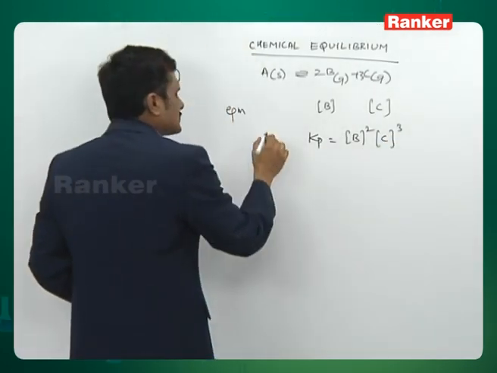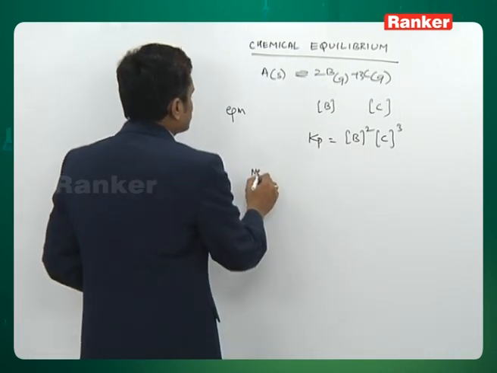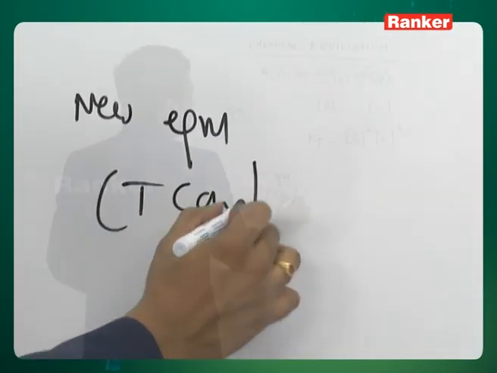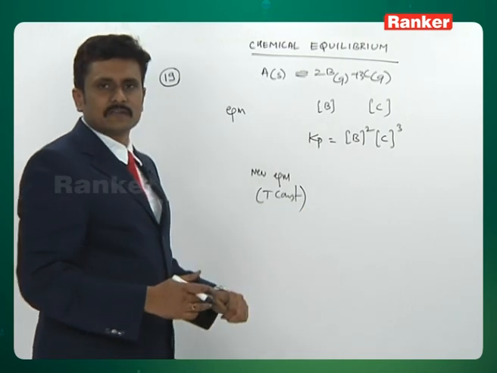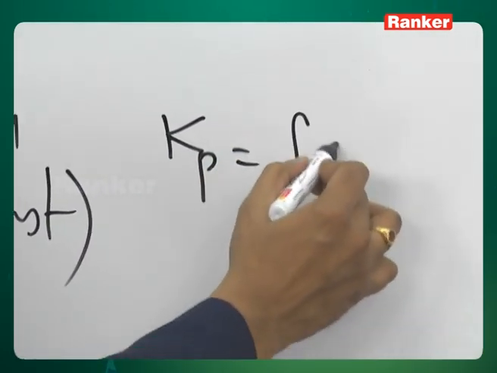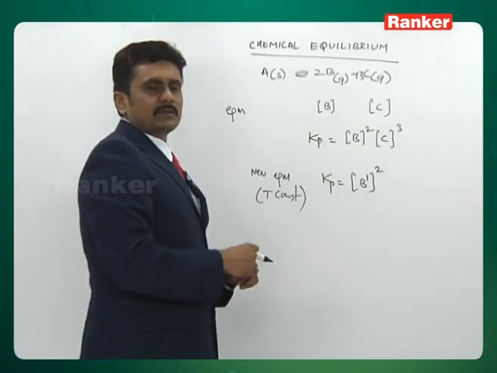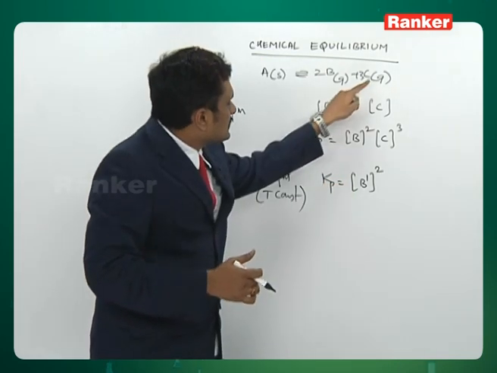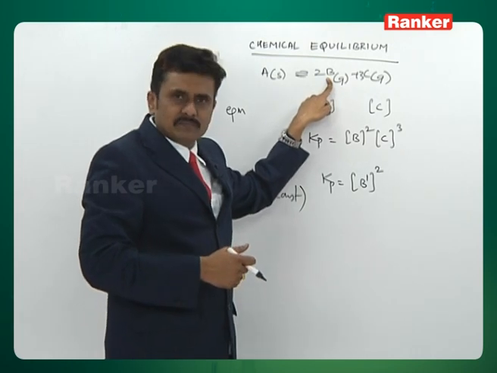Now we have disturbed this equilibrium and we have re-achieved the new equilibrium. So at new equilibrium, where temperature is kept constant, unless it is mentioned that temperature is changed, we are not going to change the temperature and the value of Kp remains constant. So Kp will become equal to, I'll assume that the new equilibrium concentration of B to be B prime, because here when we have caused the disturbance in the C, the equilibrium will shift in the backward direction, hence decreasing the concentration of B as well.